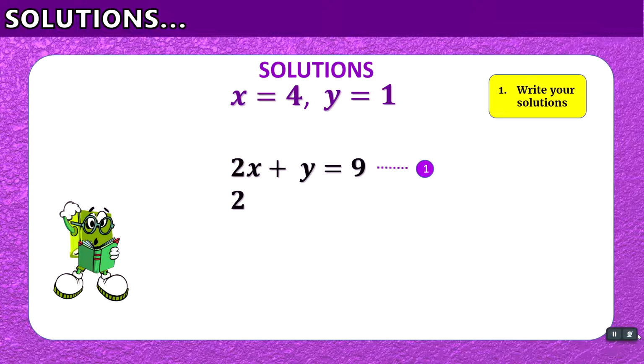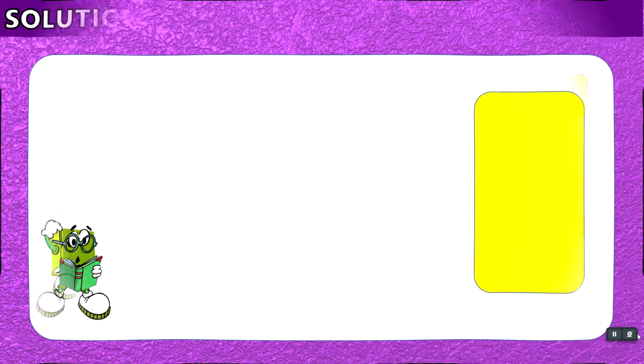And so we replace x with 4, plus we replace y with 1. We know 2 times 4 is 8, plus 1 is 9, and that is what it is supposed to be. It comes out to the answer above, so we know we are correct.